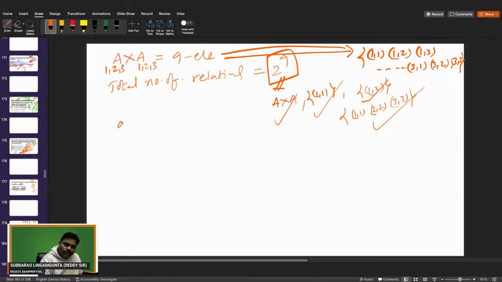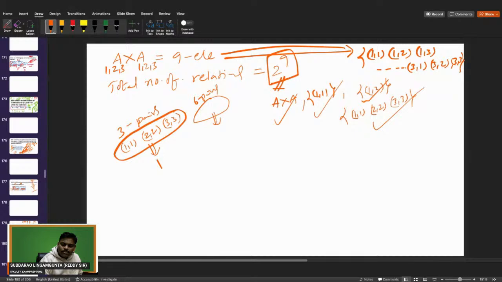Out of the 9 pairs, the XX pairs are compulsory. 1,1 should be there because of reflexive, 2,2 should be there, 3,3 should be there. So 3 pairs are like this in the 9 pairs. The 6 more pairs, they may be there, they may not be there. Here, one choice only, all 3 should be there. But for the others, everywhere 2 choices.